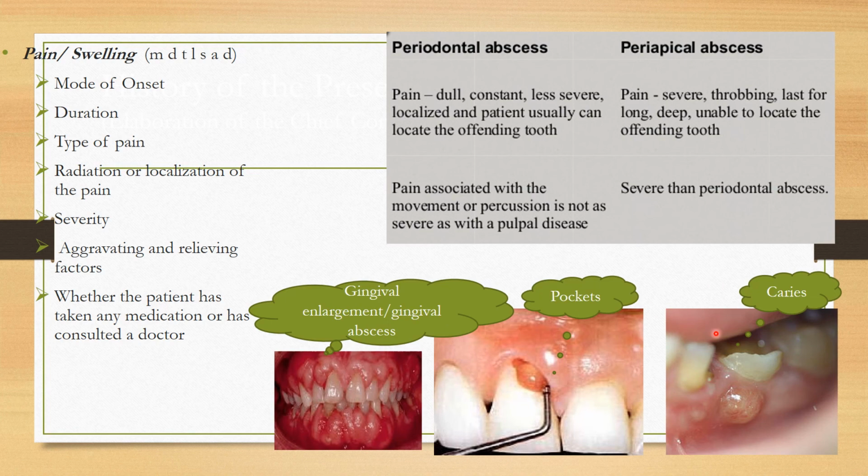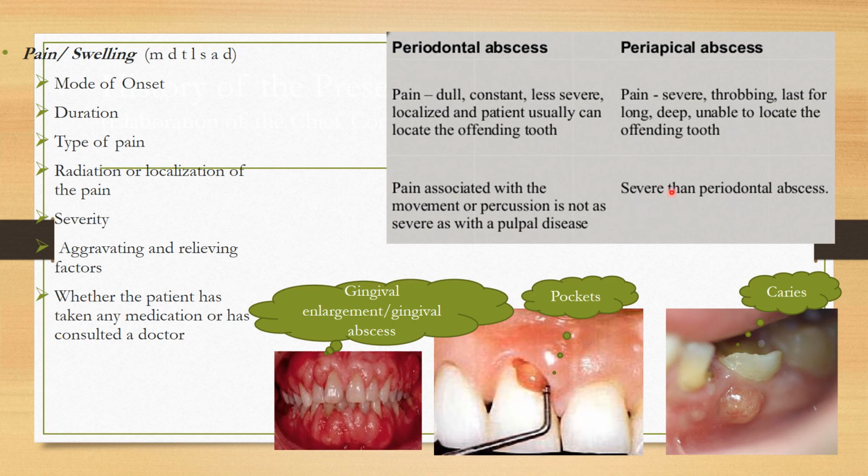When you are differentiating the gingival abscess, it is more associated with the cervical region, more towards the cervical gingiva. With the periodontal abscess, the pain will be more dull, constant, less severe and localized, and the patient usually can locate the offending tooth. It will be associated with movement or percussion, is not as severe as with pulpal disease, and mostly it is towards the lateral aspect of the root.